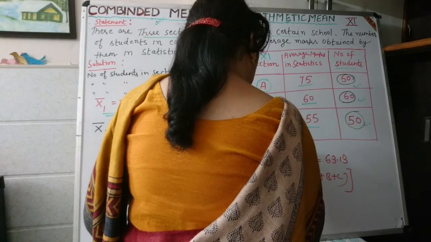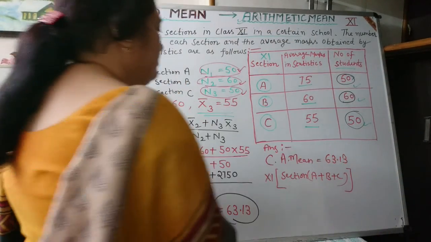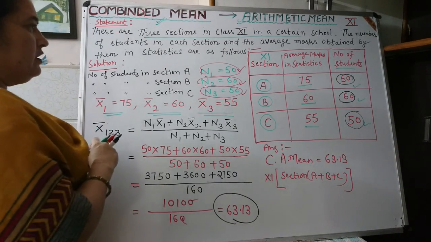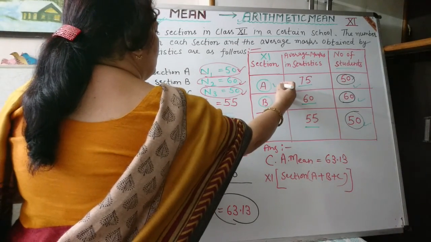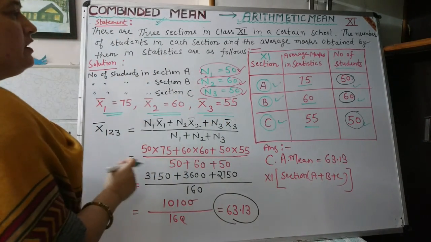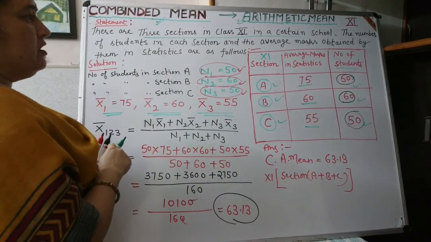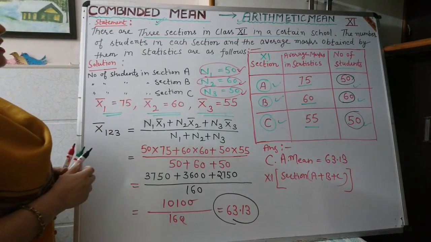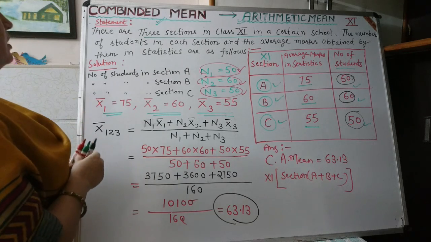This is the answer. So in this way we can calculate a combined arithmetic mean either in 2 series or in 3 series. Whereas we can calculate a simple arithmetic mean just in 1 series. That is the basic difference between a simple arithmetic mean and a combined mean.